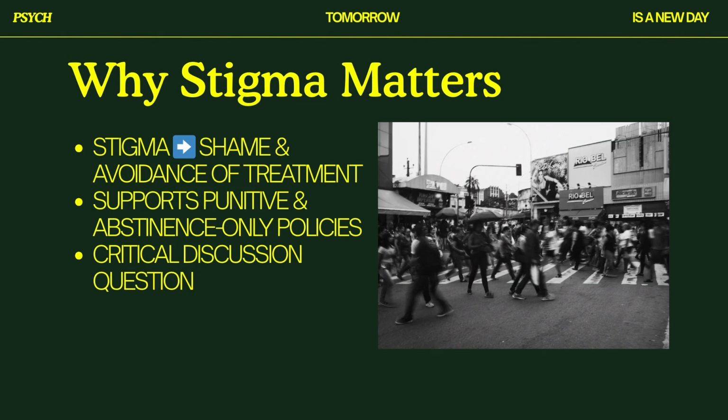Stigma has real consequences. Individuals who internalize shame are less likely to seek help and more likely to drop out of treatment. On a policy level, stigma supports punitive responses and abstinence-only models while undermining harm reduction approaches. Ultimately, stigma doesn't just describe substance use disorders, it actively shapes outcomes. If stigma persists even when addiction is medicalized, whose moral values are actually defining what counts as recovery or normal behavior?